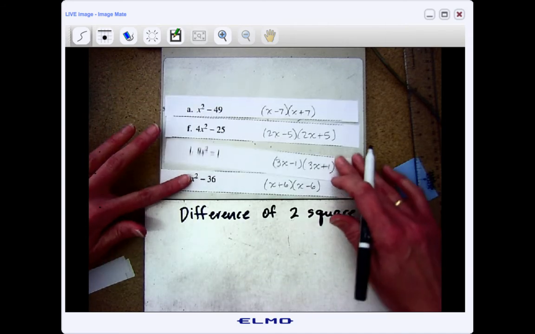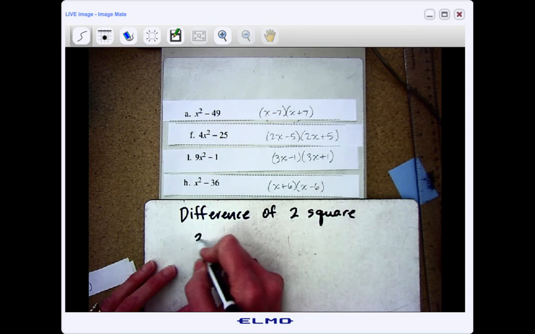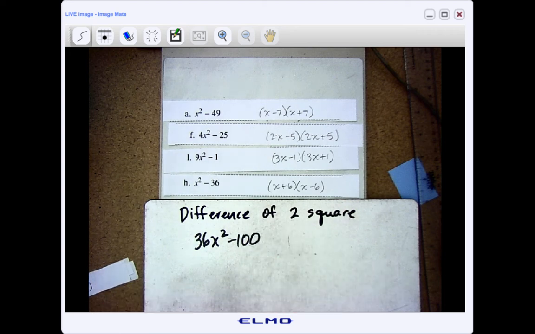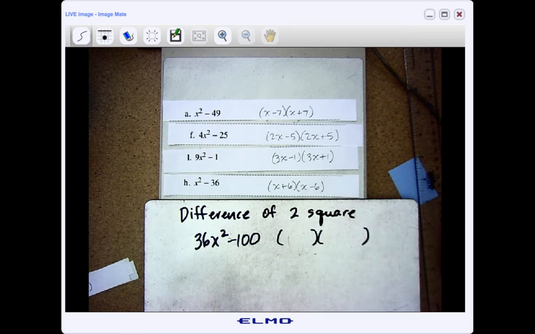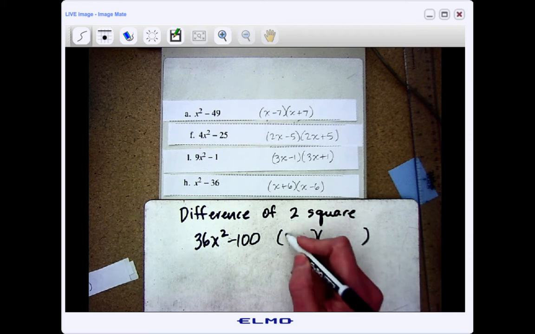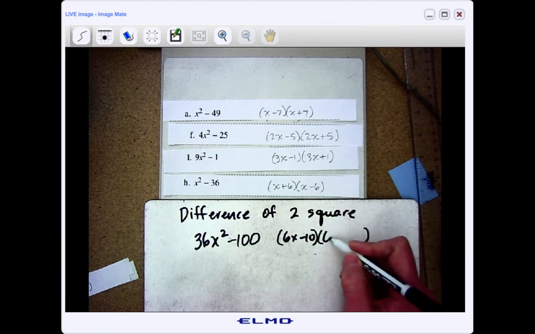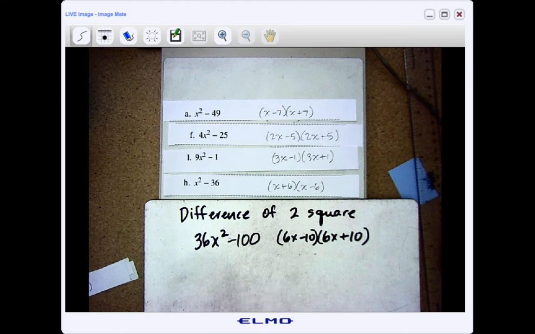So for instance, this would be another one that would fit that pattern. Say I have 36x squared and I subtracted 100. What do you think that's going to factor into without doing the whole generic rectangle and all of that? Can you get it in factored form? Did you think it would be 6x minus 10 and 6x plus 10? But notice how that one wasn't completely factored, from an earlier lesson, they actually have a factor hiding inside.